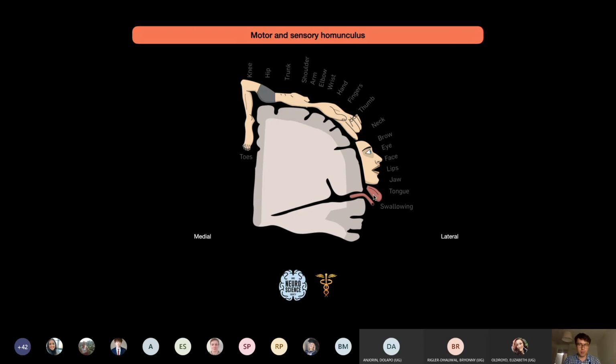Why is this important? Because you can localize where a bleed or where a clot is based on how a patient presents. If a patient can't lift their arms up, you can pretty much guarantee that a lesion may well be here, right? So knowing this topical organization of the homunculus is really important.